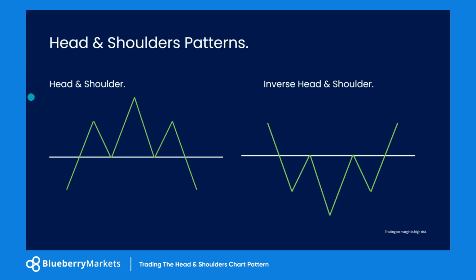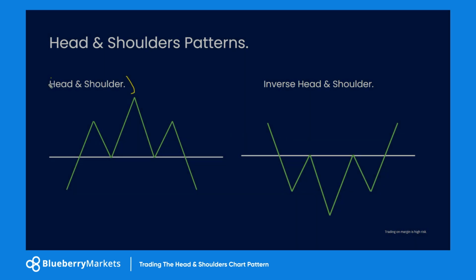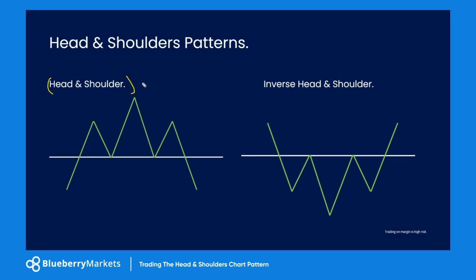Now let's talk about the head and shoulders pattern very briefly. You have two types of these patterns. You have the traditional head and shoulders, which is typically a bearish pattern, and then you have the inverse head and shoulders, and typically this is a bullish pattern. So you have the two types of patterns here, the bearish pattern and the bullish pattern.